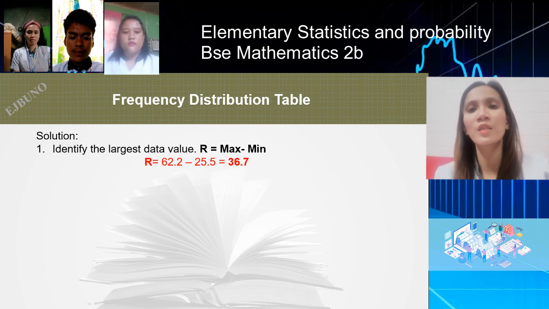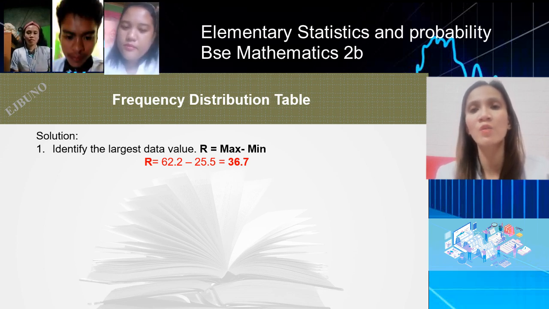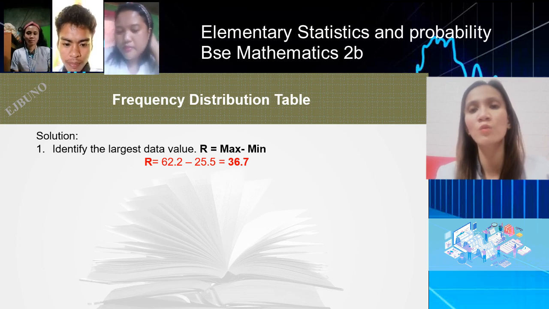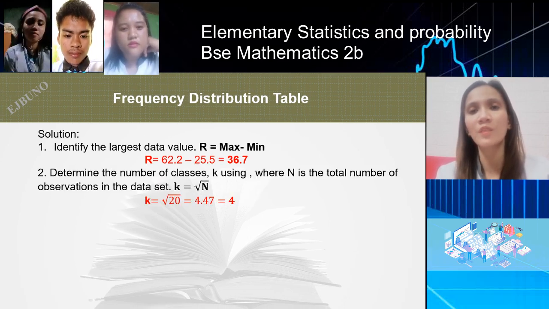Let me show you the steps. Number 1: identify the largest data value. The range is equal to the maximum minus the minimum. So our range is equal to 62.2 minus 25.5. Our range is 36.7.